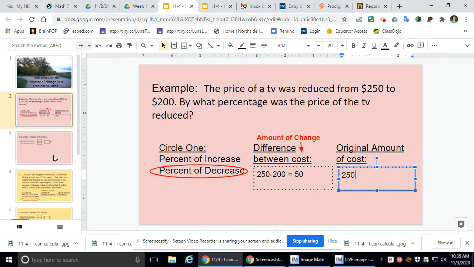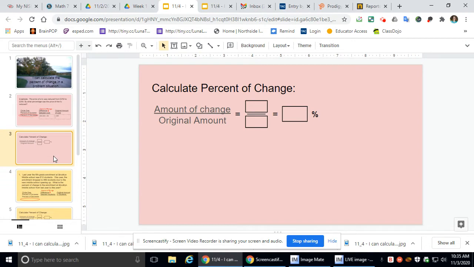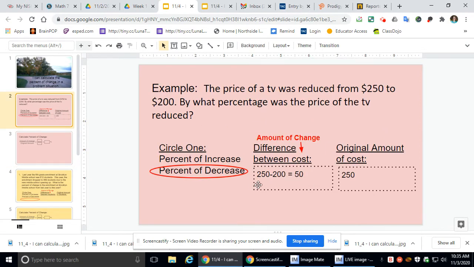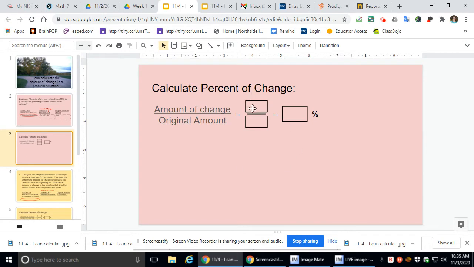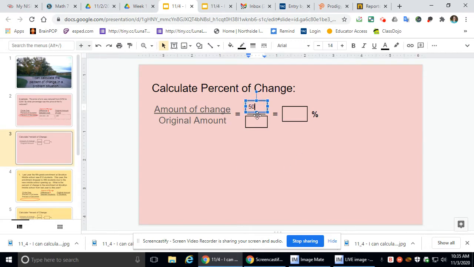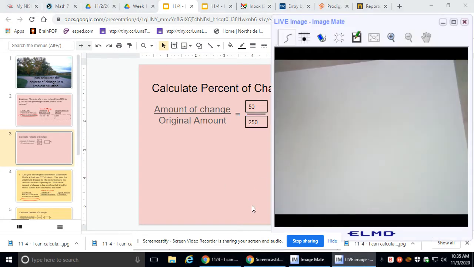In the next slide, we're going to continue with the problem and calculate the percent of change. The first thing is the amount of change, taken from the previous slide: 50. So we're going to type in 50. Then we're going to type the original price of the TV, which was $250. From here, we need to calculate the percent, and I'm going to bring up our live ImageMate to help us do that.